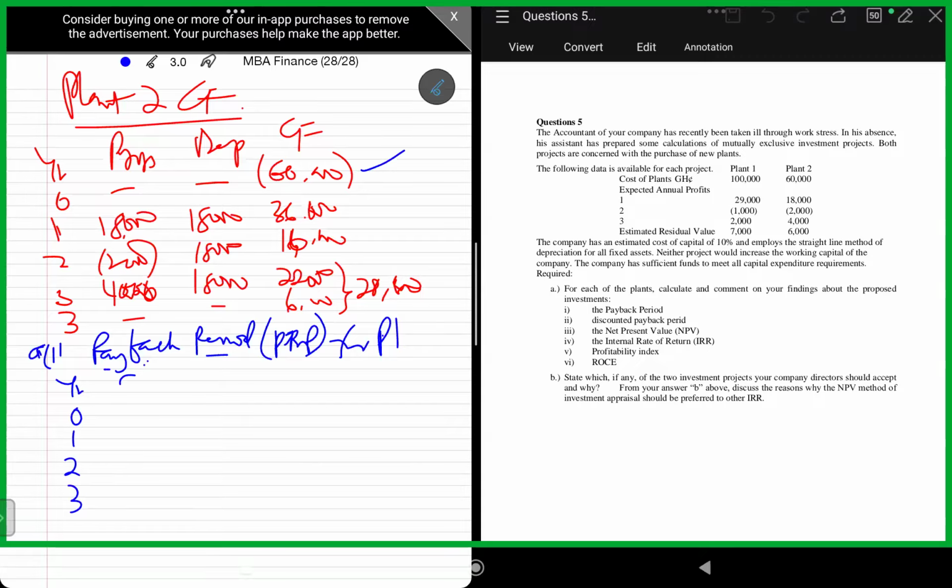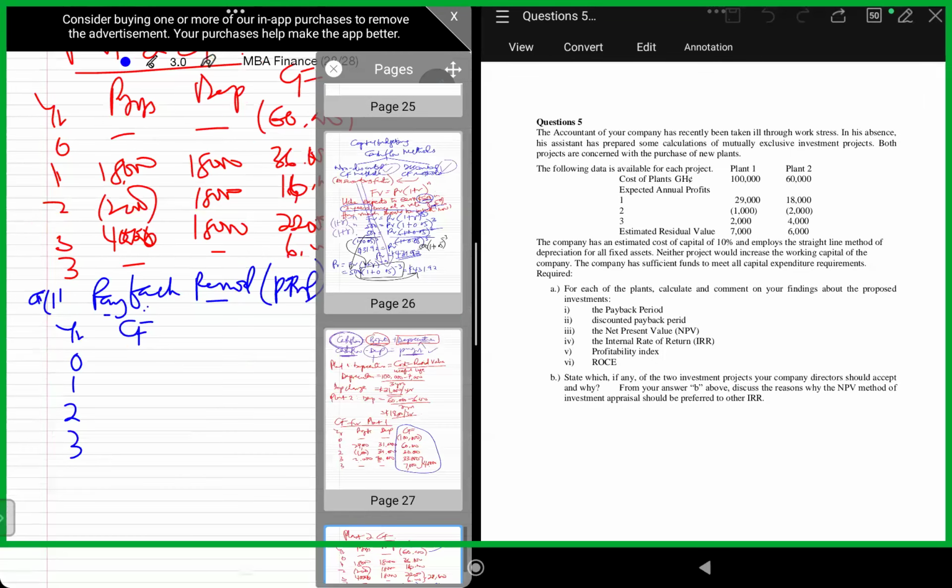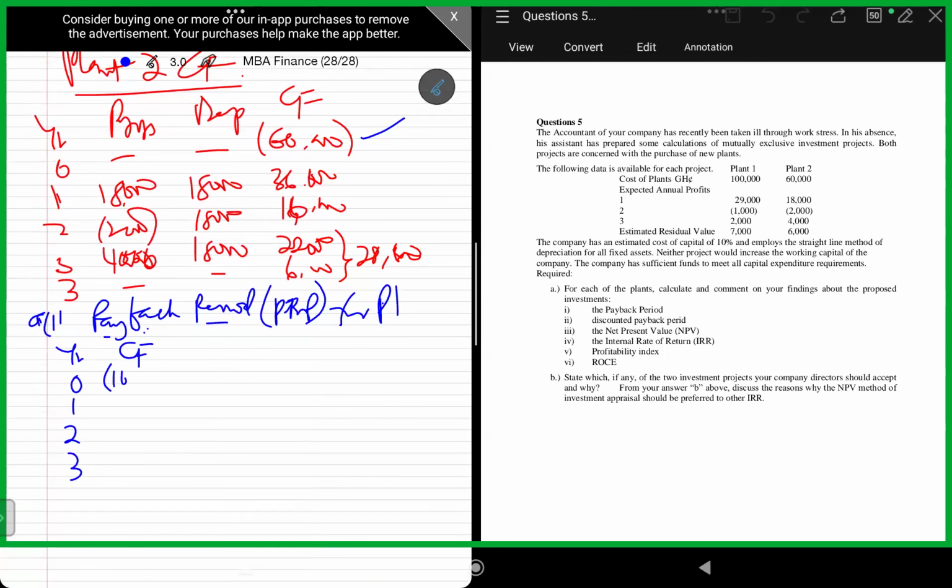Then I write the cash flow, not the profits. So what are the cash flows for plant one? Year zero is part of 100,000, negative 100,000. Then year one is what? 60, 30, 40, 33. Oh, okay. 40, 40. Then I'll bring payback period.